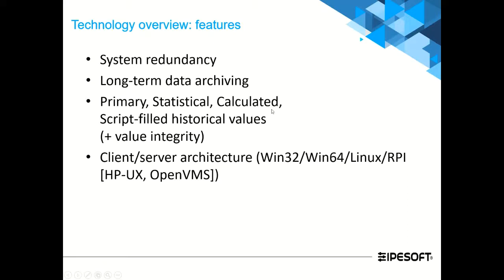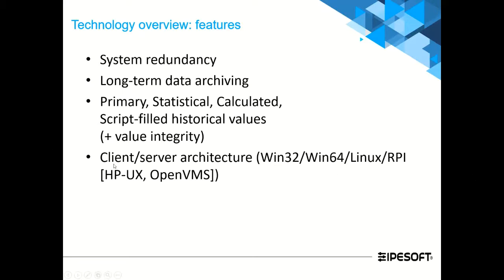Primary, statistical, calculated, script, and field historical values, plus value integrity. D2000 Archive is not only about performance, but it has functionality beyond standard. You will learn more about this functionality in practical examples.